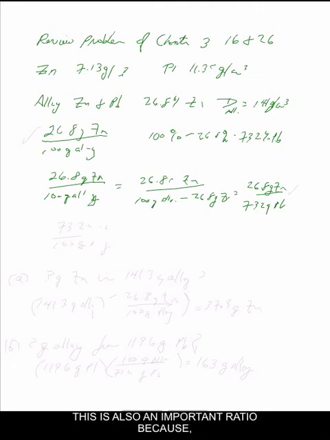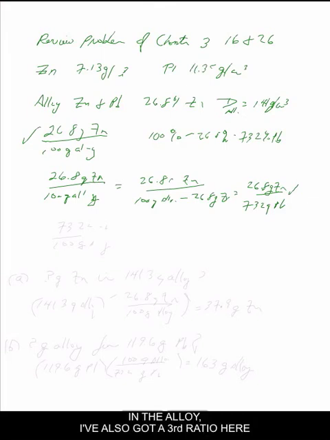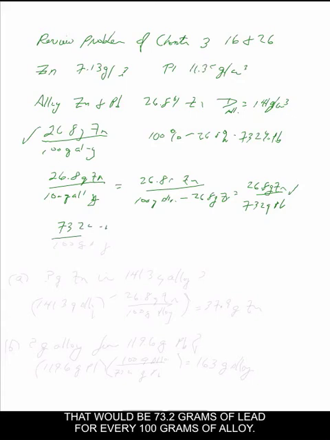This is also an important ratio because notice what this says is that I have a recipe for making this alloy. If I give you 73.2 grams of lead, I require 26.8 grams of zinc to make the alloy properly. So I really have three ratios here. I've got the original ratio, 26.8 grams of zinc for 100 grams of alloy. I've got the ratio I've just derived about the relationship between the zinc and the lead. And of course, when I figured out the percentage lead in the alloy, I've also got a third ratio here that would be 73.2 grams of lead for every 100 grams of alloy.